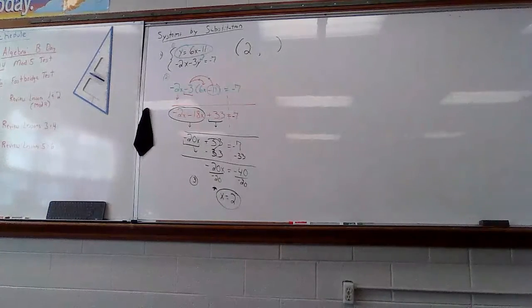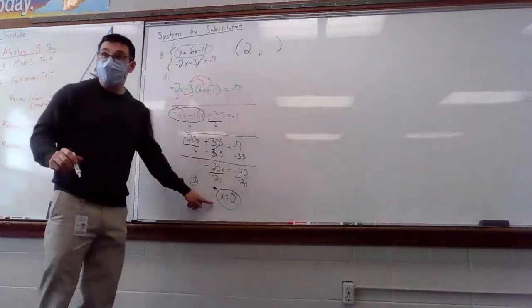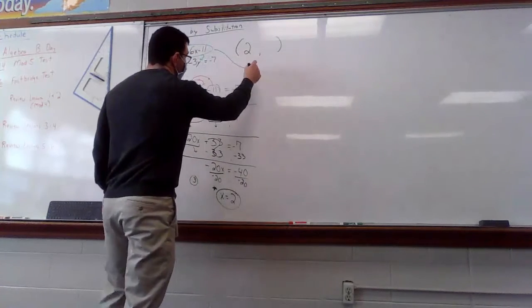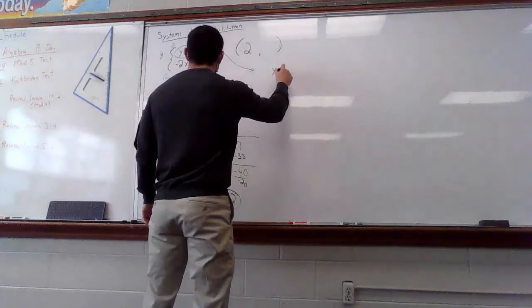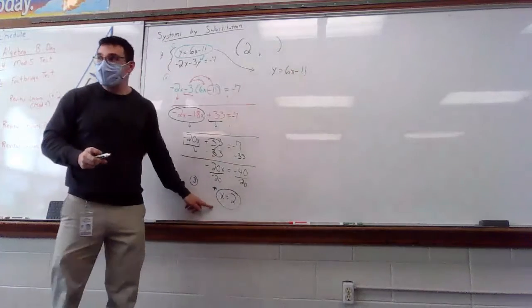Okay, so we now have an x value. What have we not found yet? What do we still need to find? Say it loud. The y. So, substitution. We've substituted in once, and now we have to substitute again. So now I bring out this equation. I've got y equals 6x minus 11. What is x?